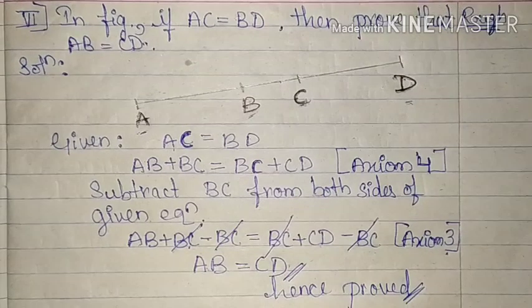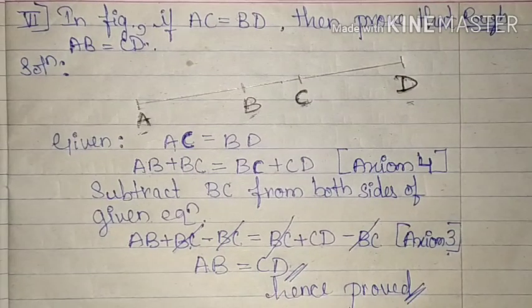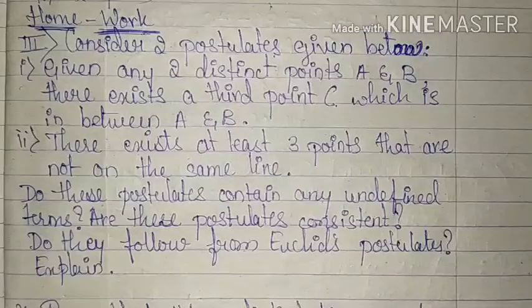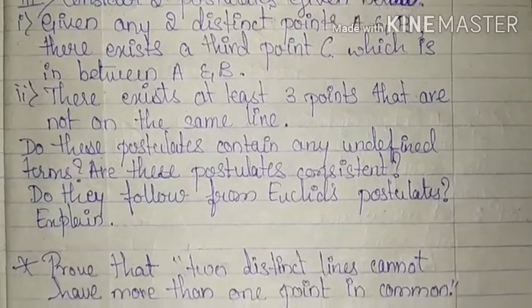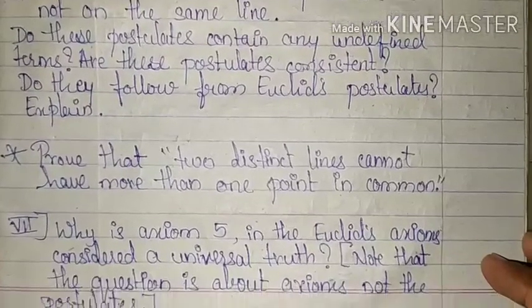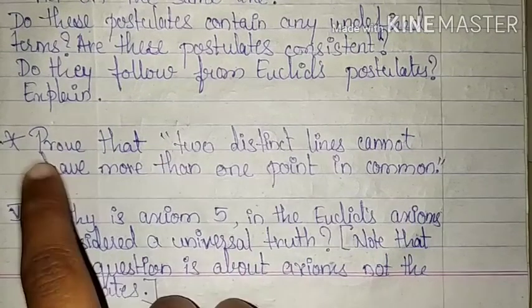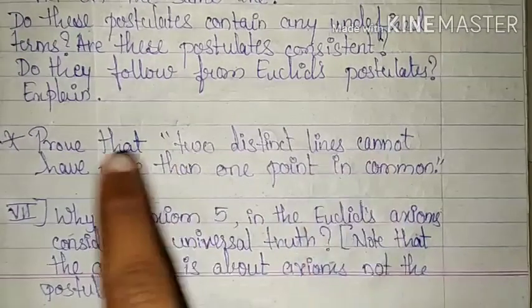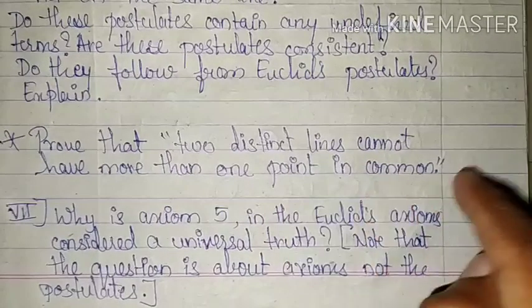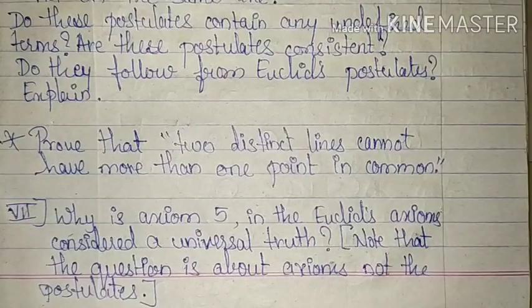This is the end of your exercise 2.1. Take note of your homework here. In the third main, they have given you 2 postulates, and based on these postulates there are some questions which have been asked, which is for you to answer. And that is the first question. The second question of your homework is to prove that two distinct lines cannot have more than one point in common. This is your second question of the homework.